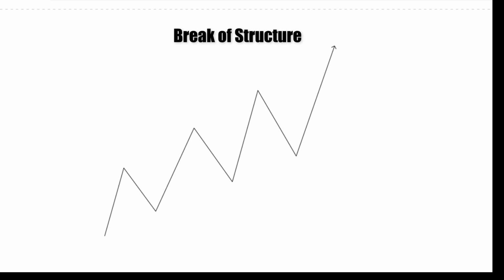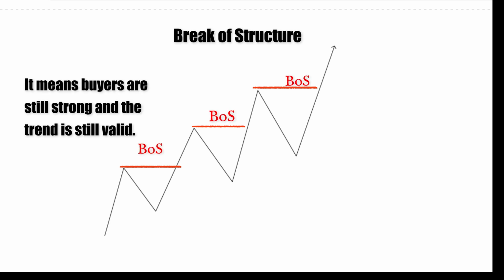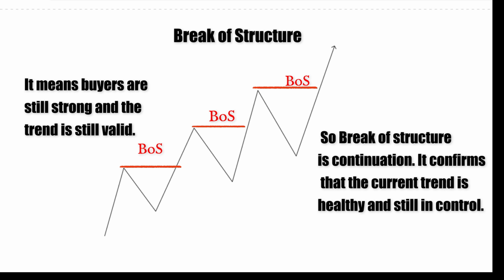Now, let's talk about break of structure. Imagine the market is bullish. Price makes a high, then it pulls back. Then it makes a higher high. When price breaks that previous high, that is a break of structure. What does that mean? It means buyers are still strong and the trend is still valid. So break of structure is continuation. It confirms that the current trend is healthy and still in control.